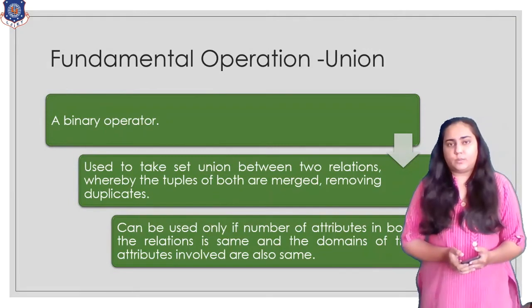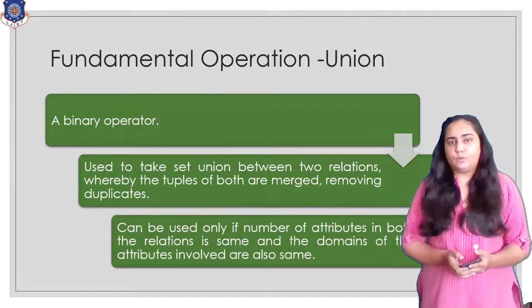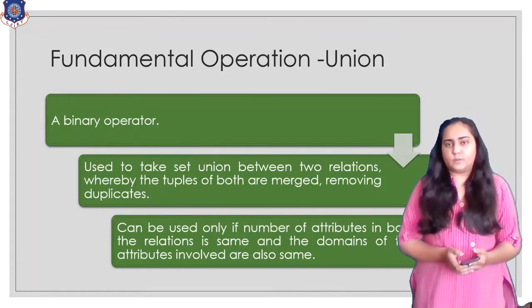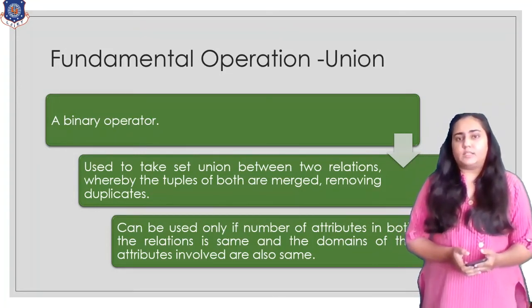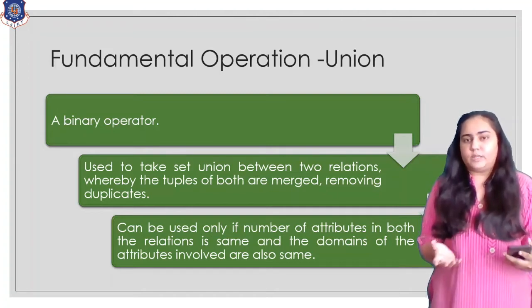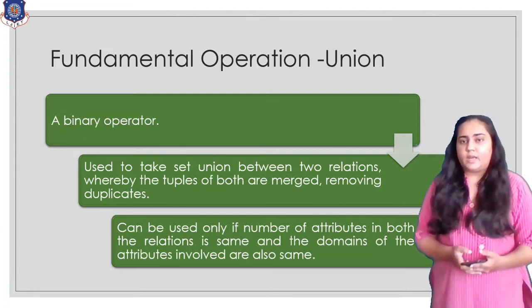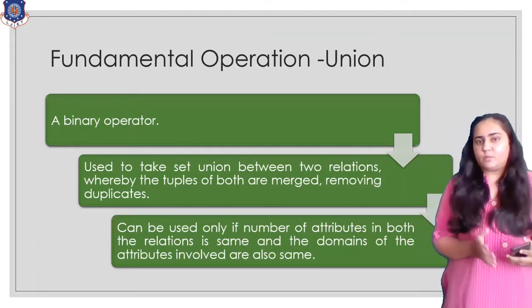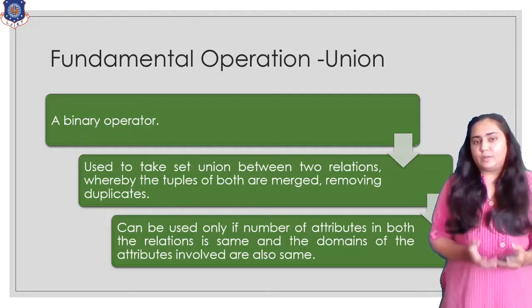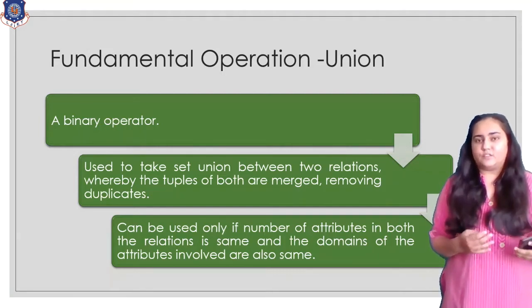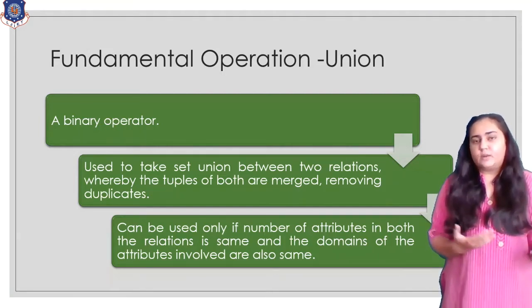The next fundamental operation we are going to see is the union operation. This is a binary operation because it requires two tables instead of one, and it is used to take a union between two tables whereby the tuples are merged and duplicate tuples are removed. And there's a condition for this, which is that both the tables should have same number of attributes and the domains of those attributes must also be the same. So that means the set of permissible values for those attributes must also be the same.